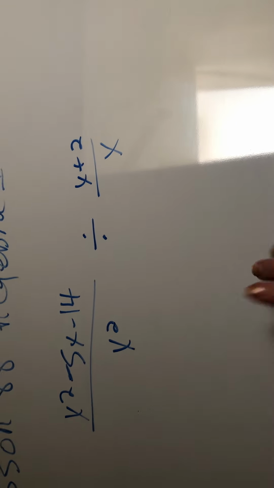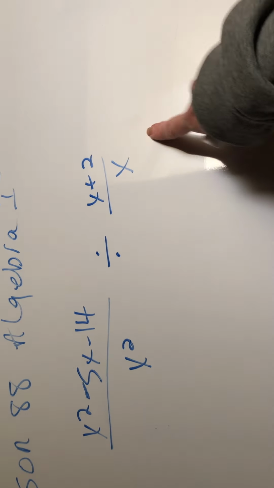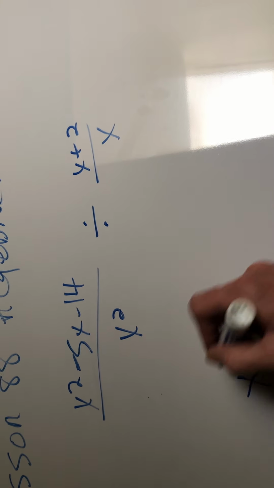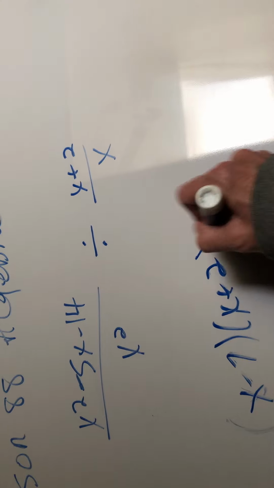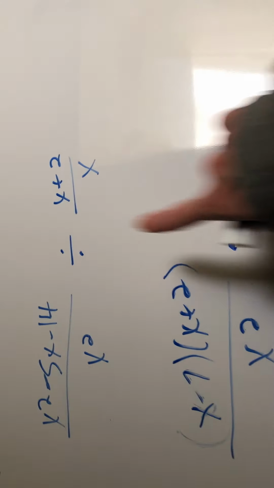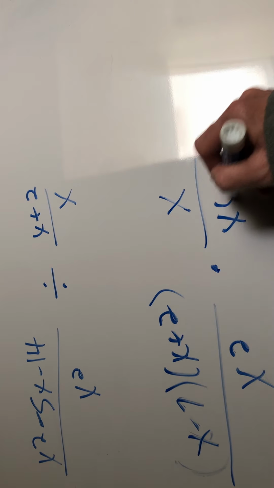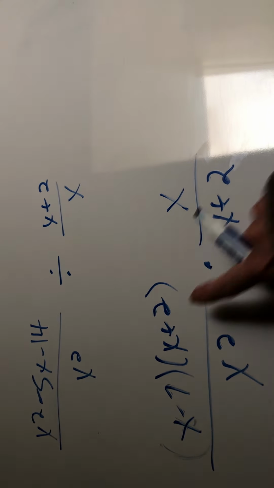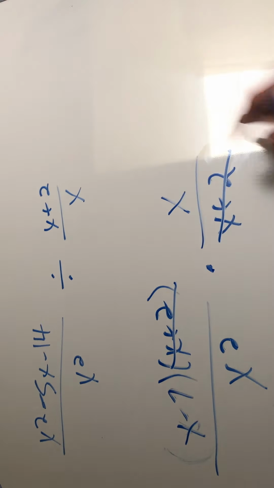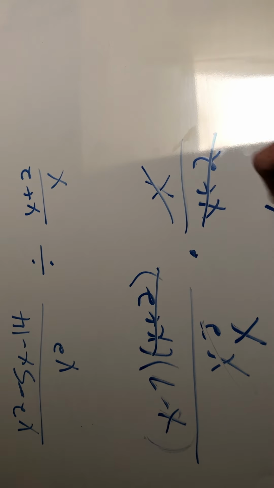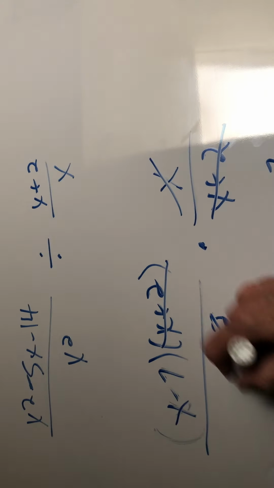Okay? So I'm going to factor this and change it to multiplication and flip it in the same step. So x squared minus 5x minus 14 would be x minus 7, x plus 2 over x squared. So I factored that x squared minus 5x minus 14 into x minus 7 times x plus 2, changing it to multiplication and flipping the second one. Then we do what we've been doing. Cross stuff off. x plus 2 and x plus 2 cancels. x over x squared cancels to leave an x. So x minus 7 over x.